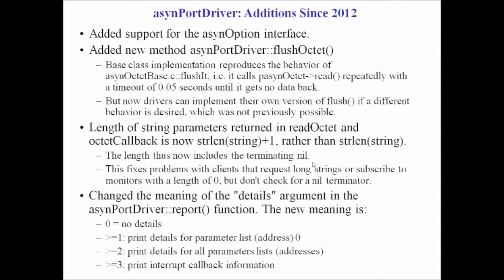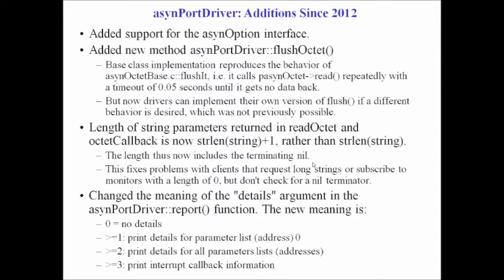Added support for the Asyn option interface. This is like for setting the baud rate on a serial port, that kind of thing. A new method to do flush octet. Before, you couldn't change the behavior of the flush method. Sometimes you need to, so you can implement flush octet.